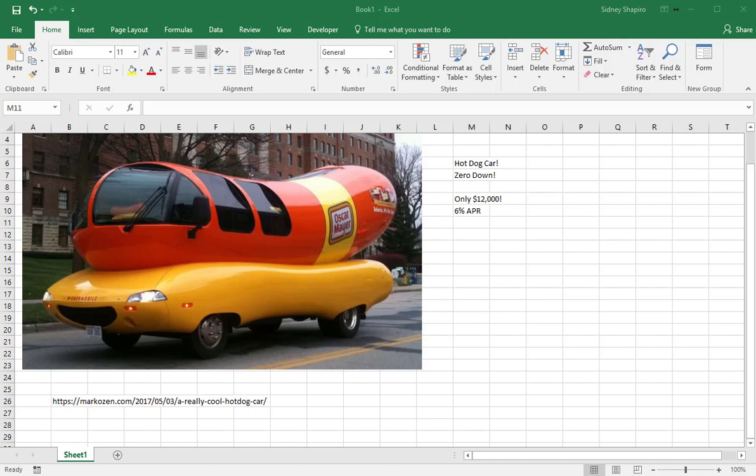Hi everybody, welcome to chapter 4, module 4, and we're going to be starting on page 187. First, let's start with the overview.